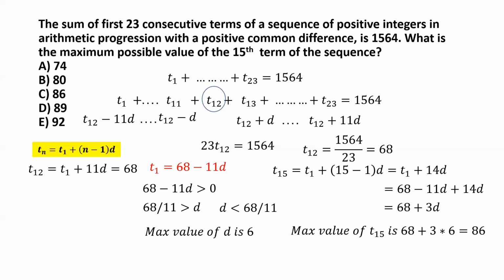So if the maximum possible value of D is 6, then the maximum value of T15 is simply 68 plus 3 times 6, which comes to 86. So the correct choice in this case will be option C, 86.